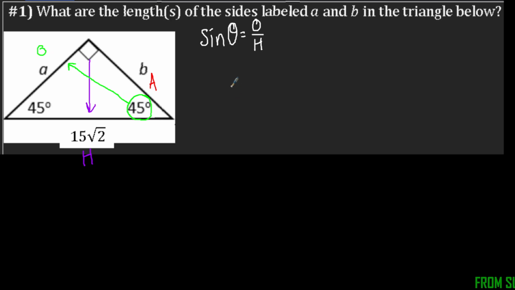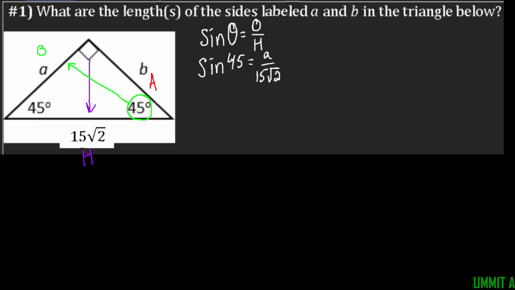So now I substitute in my values for my variables. I still have sine. My angle is 45, so theta is 45. Side opposite is A, and H is 15 square root of 2. You got to be careful with that one too. You want to make sure it's carefully written out.